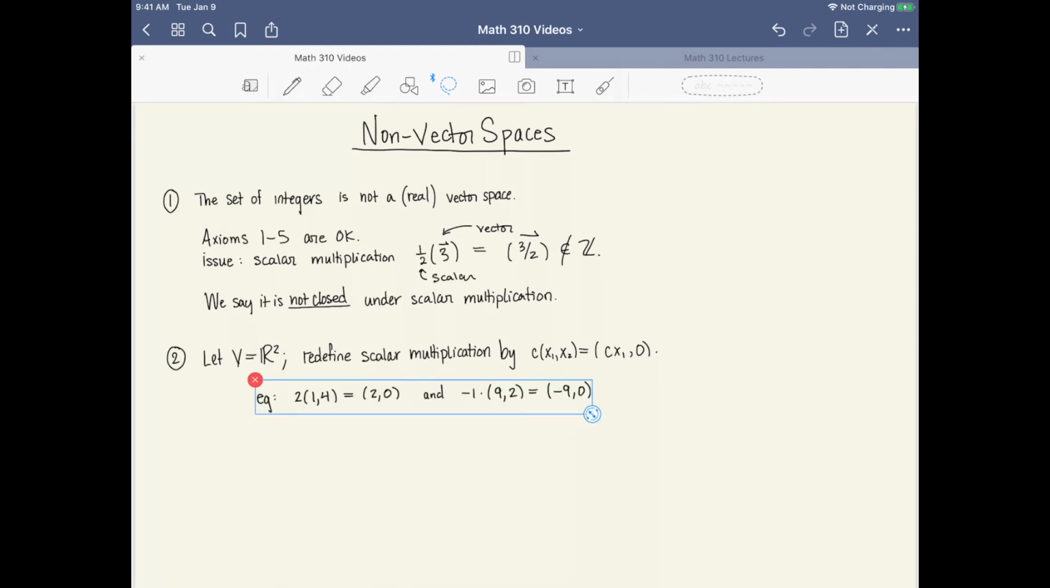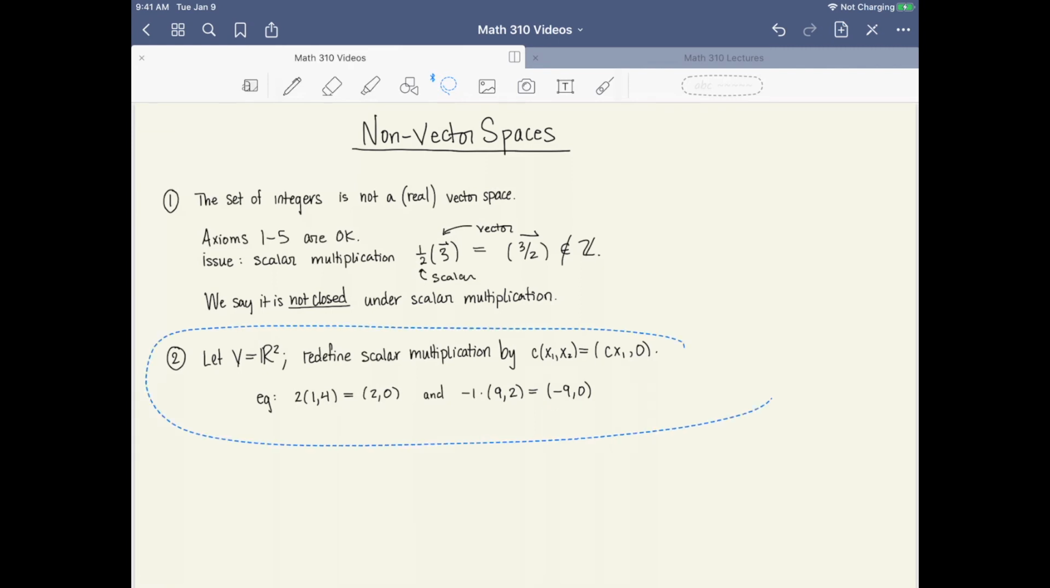For a quick little example, if we had the vector 1, 4, and we multiplied by the scalar 2, that would give us 2, 0. If we have the vector 9, 2, and we multiply times -1, that's going to give us -9, 0 in this newly defined space with a slightly different version of scalar multiplication than is the usual. So the strange thing about this example is the first 9 axioms actually all hold.